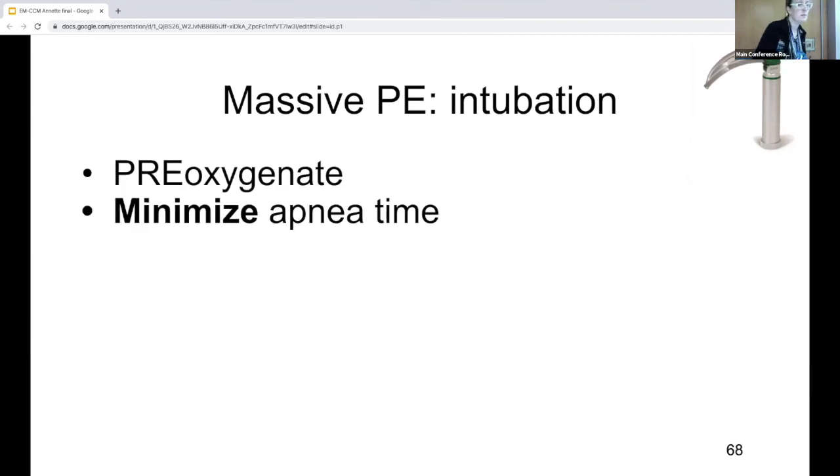Next step, intubating a patient with massive PE: pre-oxygenate heavily, avoid the hypoxia, minimize the apnea time. Again, this is probably not a junior intubation. This should be something that goes really quick. Keep the nasal cannula on while you're intubating. Use the technology, and first-try success is required in this patient.